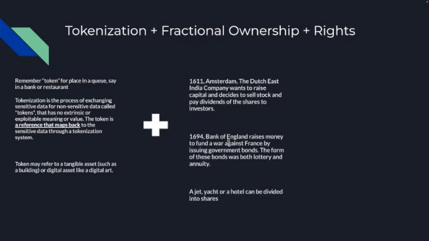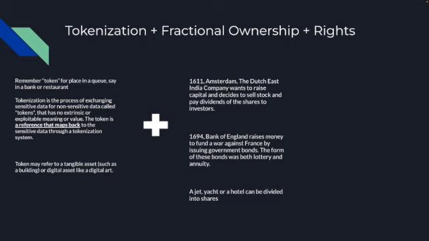Let's talk about fractional ownership. So in 1611 Amsterdam, the Dutch East India Company wanted to raise capital and it decided to sell stock and pay dividends to the shares to the investors. So that's where each investor would own a small fraction of the company.